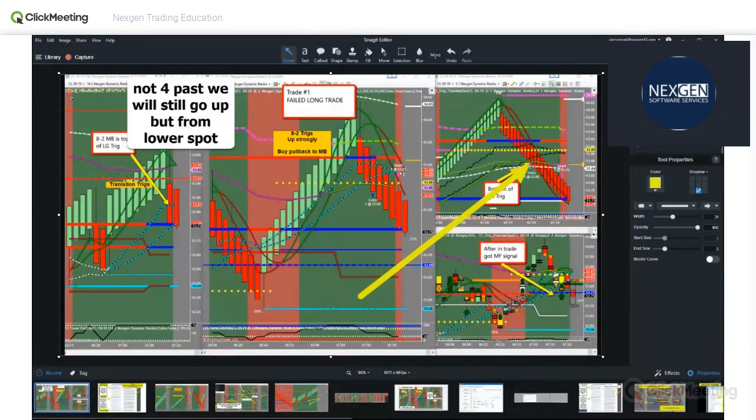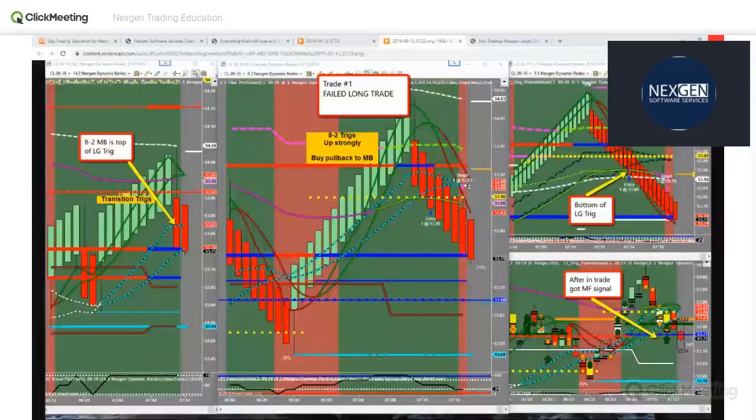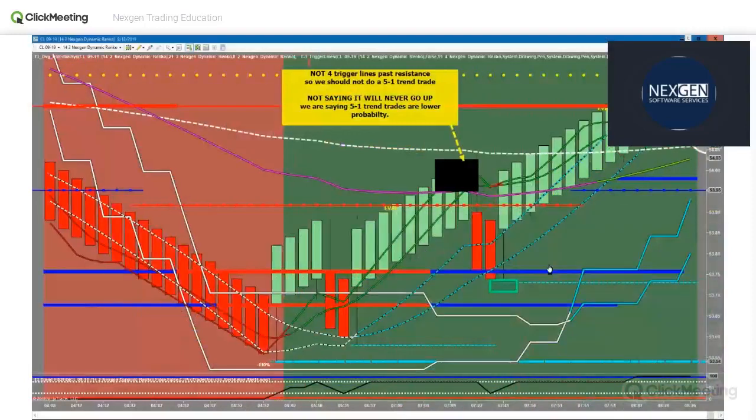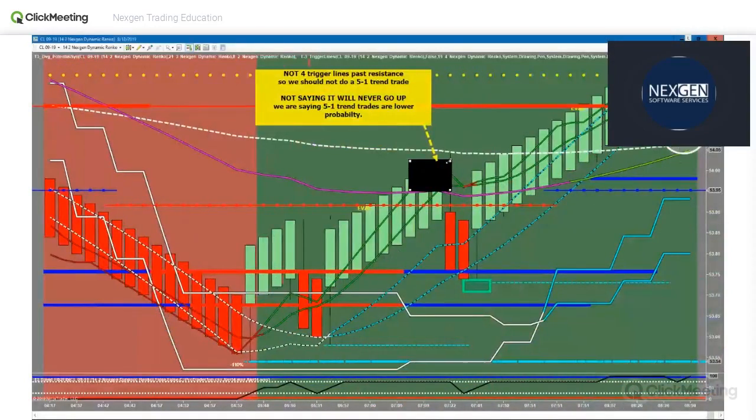Again, you did a 5-1 trend trade when the large chart said don't, and it went up, but it went up from a lower spot, which is the frustrating part as a newer user, because you're like, man, I knew it was going up. I mean, you knew it. 100% you knew it. And you end up getting bumped out trying to buy the 5-1 chart when you should have bought the 14-2 chart area.